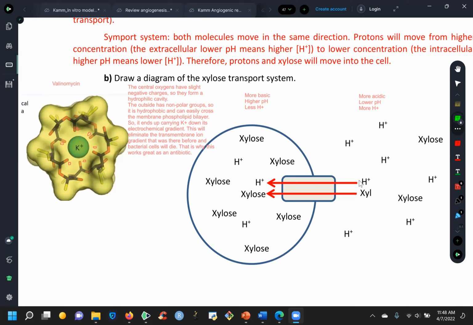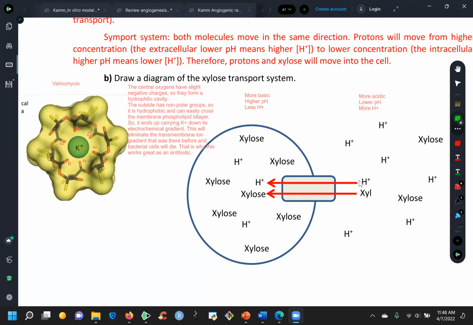So what valinomycin does is it carries potassium down its electrochemical gradient. So it will cause this to go to 0. It'll remove that electrochemical potential. It'll neutralize it, make it 0. And that is how it kills bacterial cells.